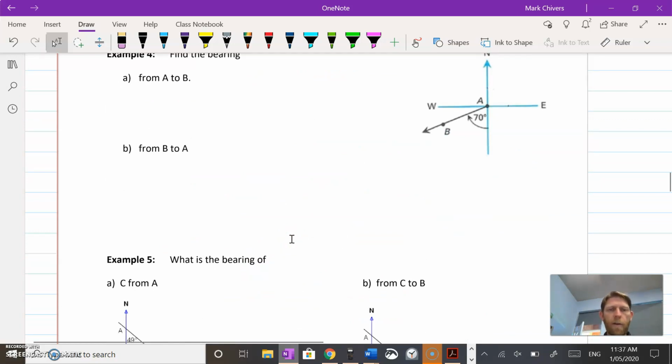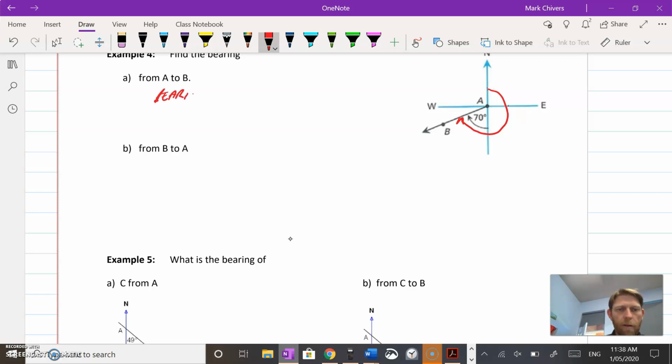Okay, so another example doing the same. So the bearing from A to B, well, from A to B, we're going to measure this angle around here, so the bearing is going to equal the 180 degrees we need to get round to south, plus 70 degrees more past that, so that's going to be 250 degrees. Nice and simple.